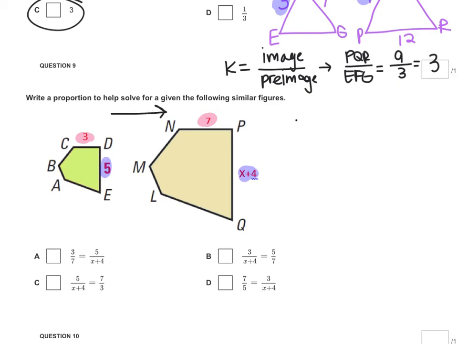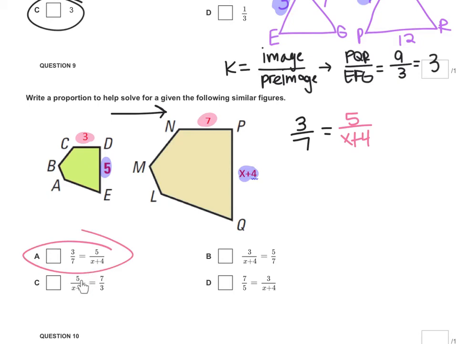I'm going to say small over large is going to equal small over large. I'm just using my corresponding sides. 3 over 7 equals 5 over x plus 4. So let's see if we have one of these. 3 over 7 is 5 over x plus... Oh, that worked out. Okay, there we go.